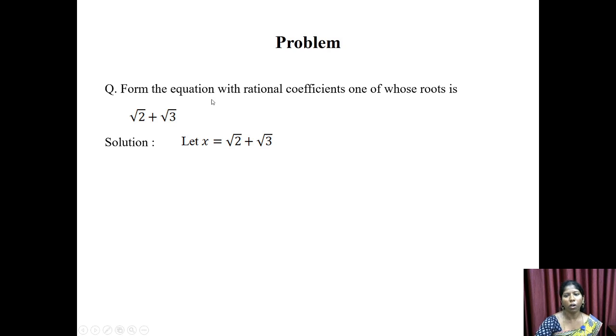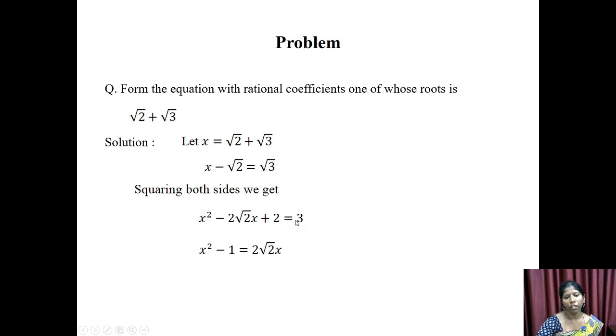So let's call the root square root of 2 plus square root of 3 as x. So let x equal square root of 2 plus square root of 3. Let me take this root 2 to the other side. So it becomes x minus square root of 2 equal to root 3. Now let me square both sides. So when I square both sides, we get x square minus 2 root 2 x plus 2, and this root 3, when I square it, becomes 3. On simplification, we get x square minus 1 equal to 2 root 2 x. Let me square both sides again to get the final equation.